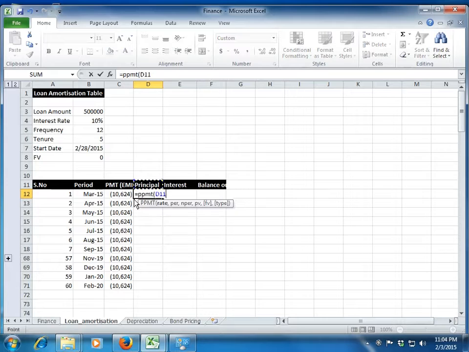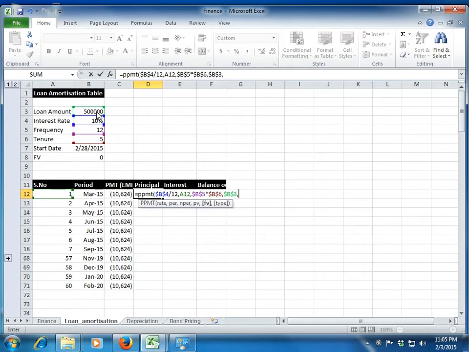We also know how to now compute the PPMT. Now this period option will be very useful to us. PPMT will be your rate. It says period, so I link it to the serial number because I want to calculate the principal component in the EMI for each of these periods. You will see that for each period the principal and the interest component keeps changing. I also give it the number of periods, which is our frequency into the total tenure. It asks me for present value, so let me give it the present value.